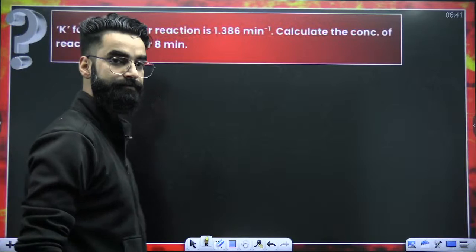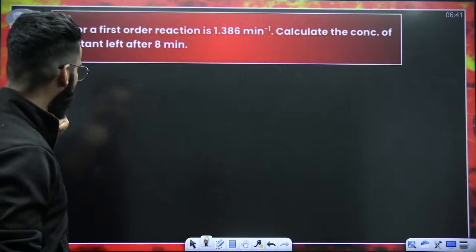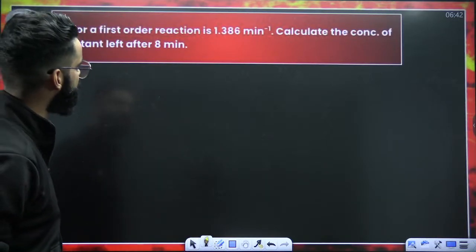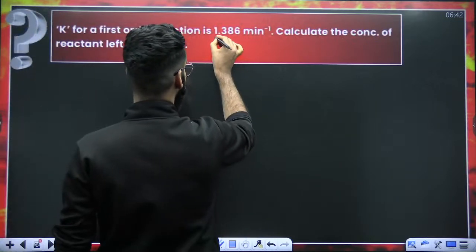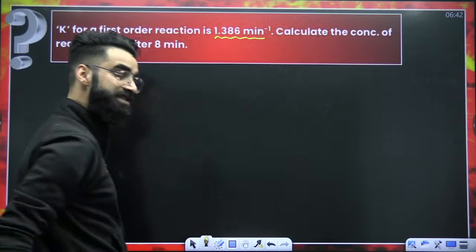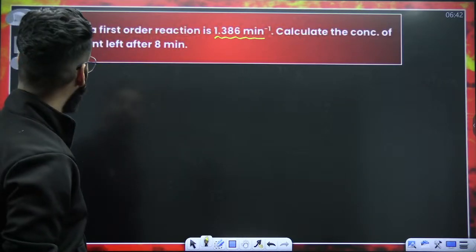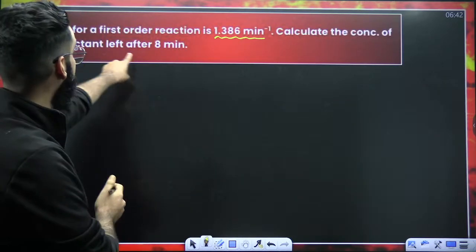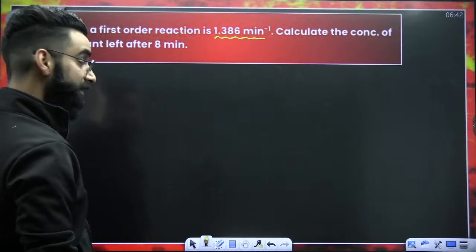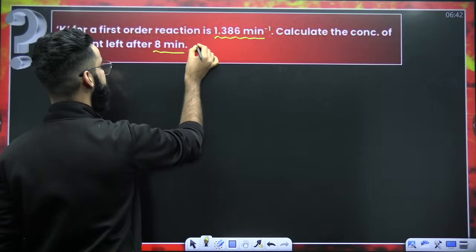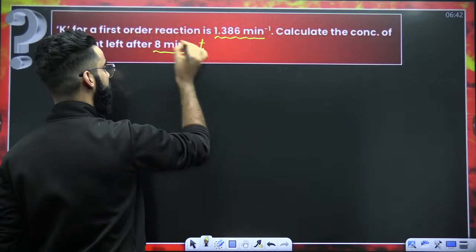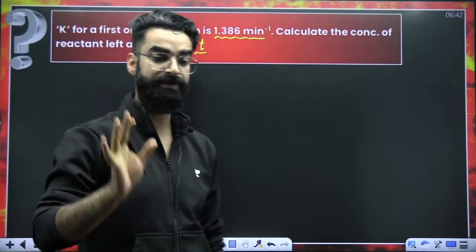This is the question. The rate constant for the first order reaction is 1.386 minute inverse. The units are minute inverse, that means the reaction must be first order. Calculate the concentration of reactant left after 8 minutes. So the t value is equal to 8 minutes. We have to calculate the concentration of reactant left after 8 minutes.